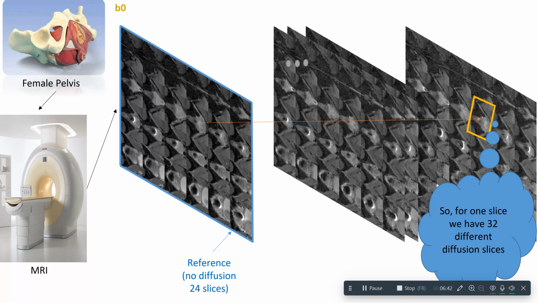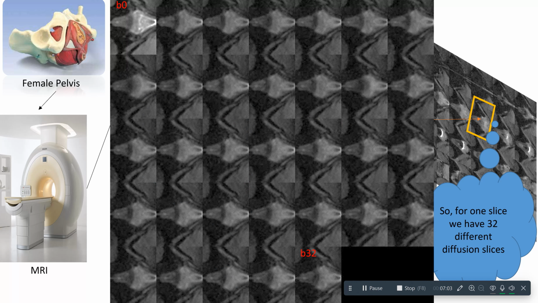From this kind of motion of the water molecules within the perineal body, we can actually guess the internal structure or the morphology of the external anal sphincter. In our particular case, we have 32 different magnetic directions, so we have 32 different diffusion slices. We also have the reference slice, the B0, which doesn't have any gradients, and then the 32. It's the same image, but what you don't see is that the water molecules diffuse differently because the gradient direction in each of these images is different.